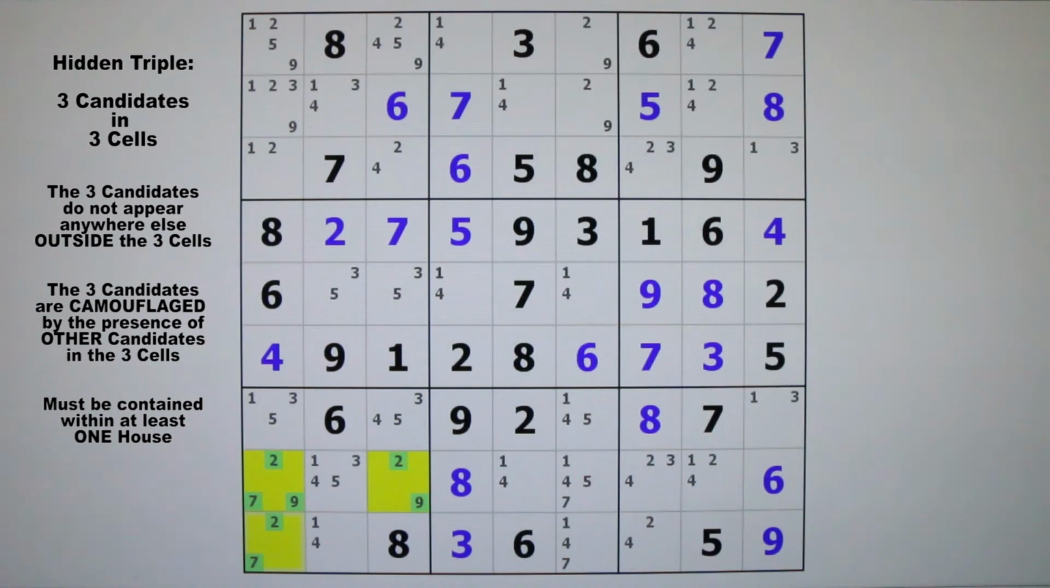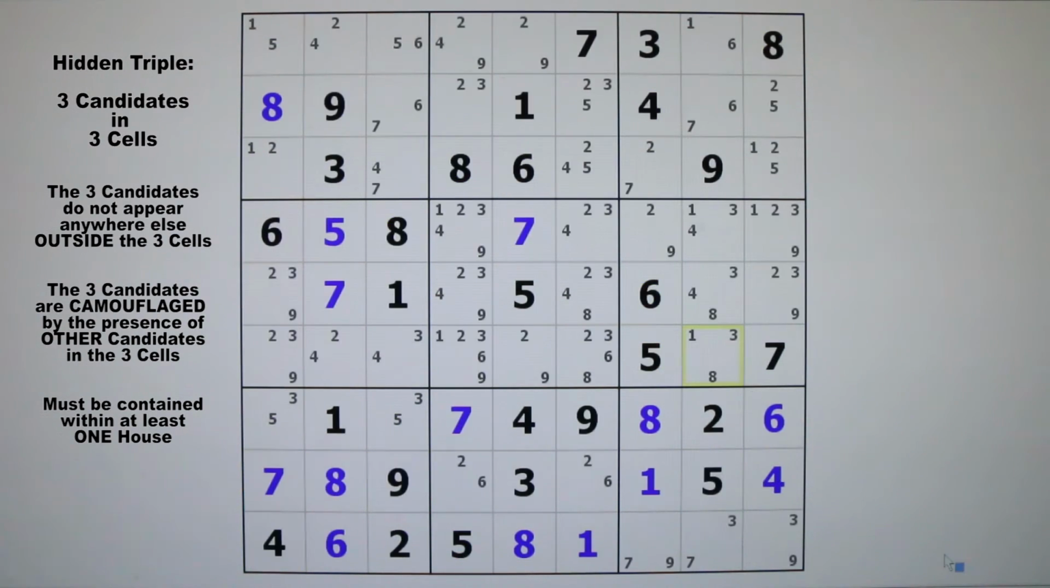All right, let's go to the next one. And again, I'm going to let you try to find it. I'll give you a couple seconds. All right, I'll give you a clue. It's in row 6. And the candidates are 1, 6, and 8. Can you see it now?